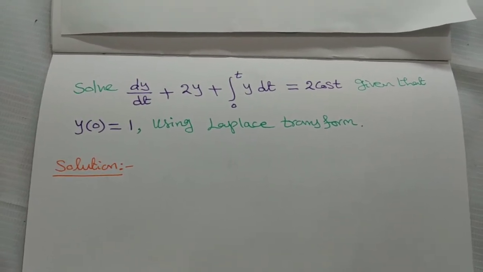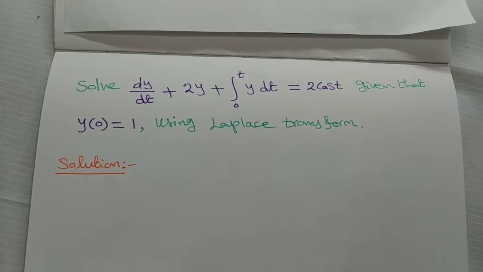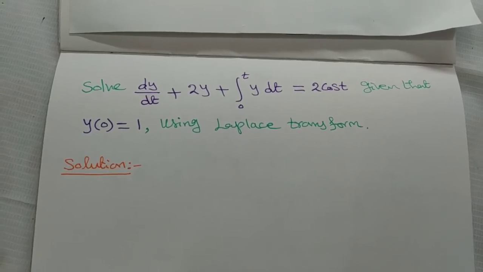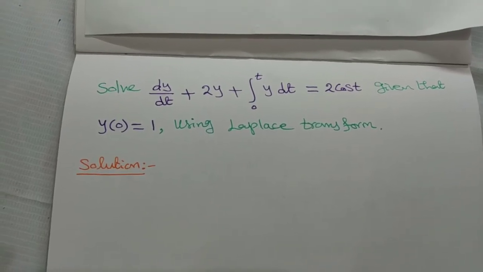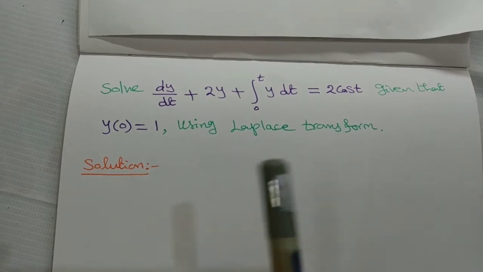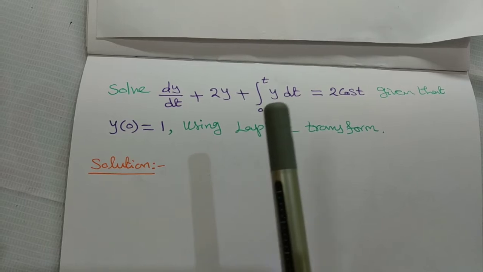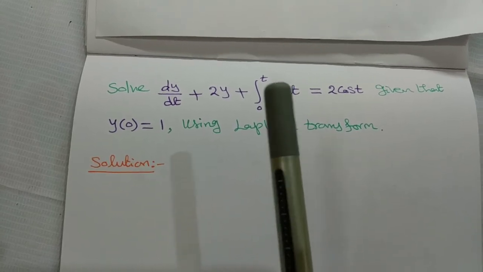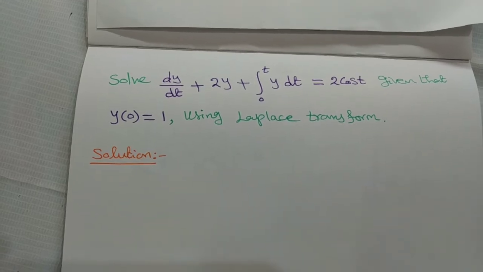Solve dy/dt + 2y + integral from 0 to t of y dt = 2 cos t, given that y(0) = 1, using the Laplace transform method. So this is a differential equation, but one having an integral term. This differential equation also we can solve by using the Laplace transform method.